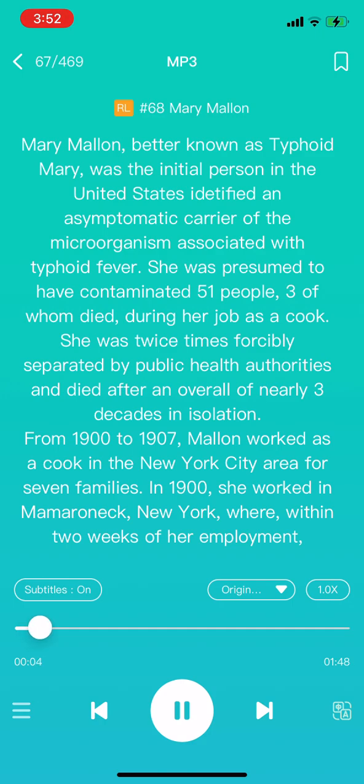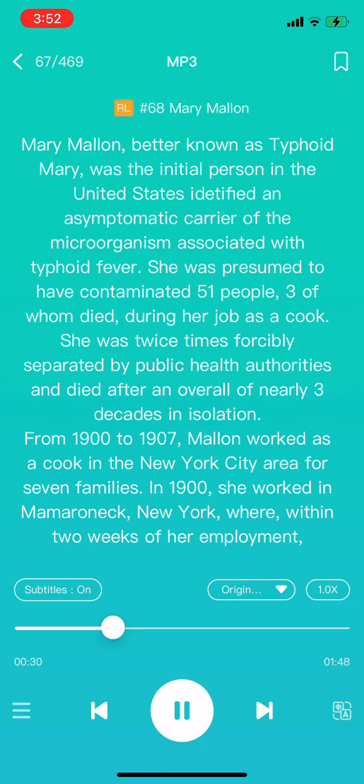Mary Mallon, better known as Typhoid Mary, was the first person in the United States identified as an asymptomatic carrier of the pathogen associated with typhoid fever. She was presumed to have infected 51 people, 3 of whom died over the course of her career as a cook. She was twice forcibly isolated by public health authorities and died after a total of nearly 3 decades in isolation.